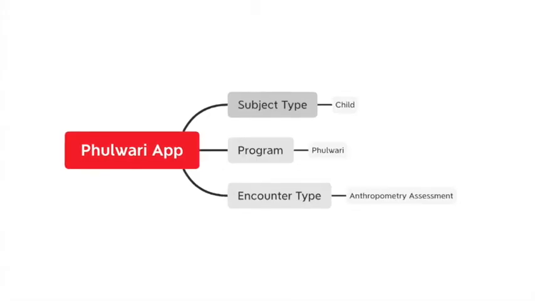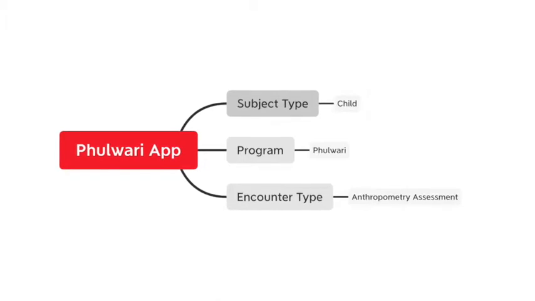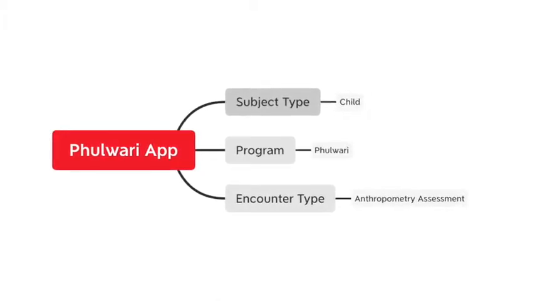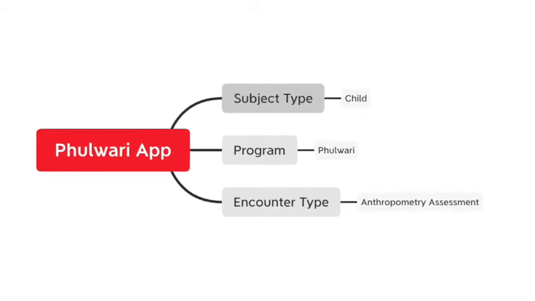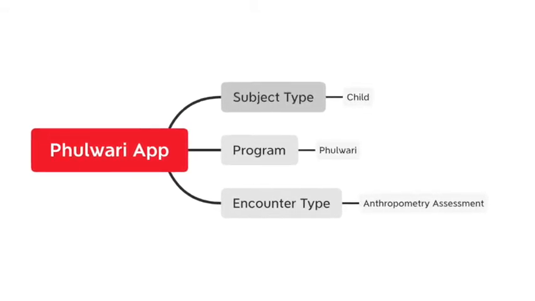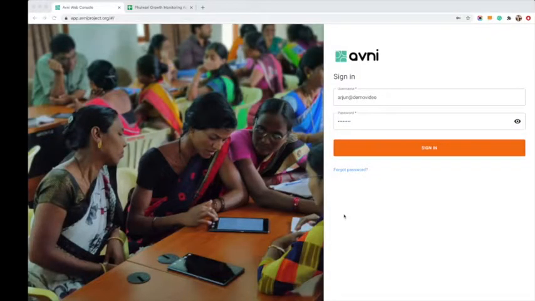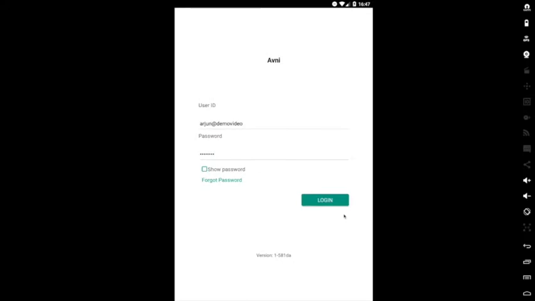To achieve this workflow, we will create a subject type called child, a program called Phulwari, an encounter type called anthropometry assessment in Avni. I will be designing the app using the web console of Avni and testing it using the field app installed in an emulator. Of course, you can test it on an actual Android device as well.